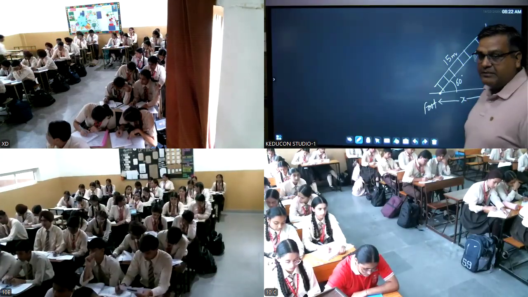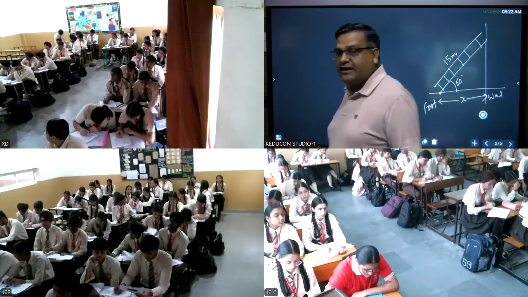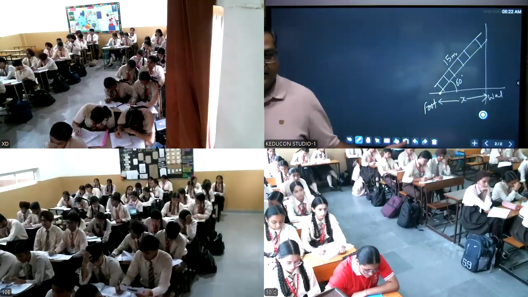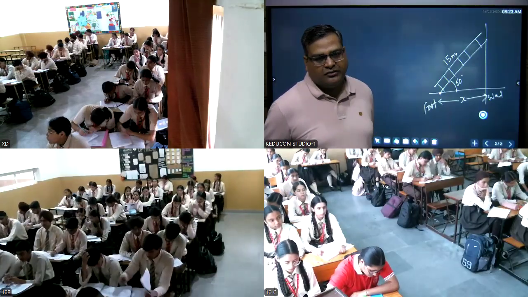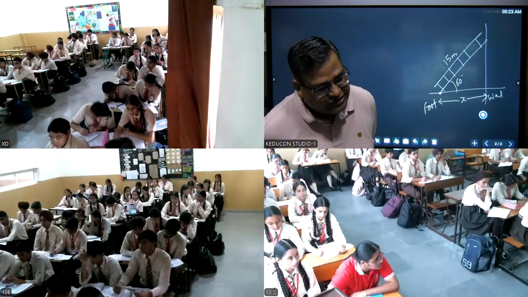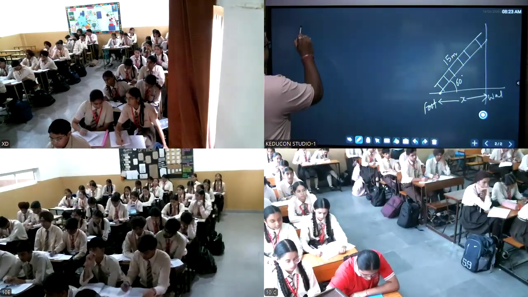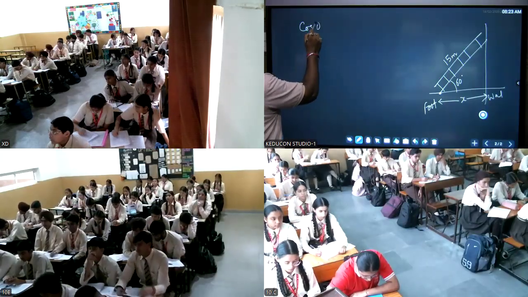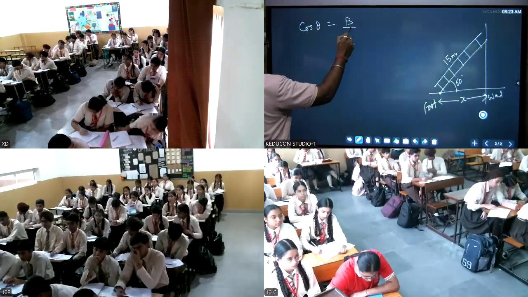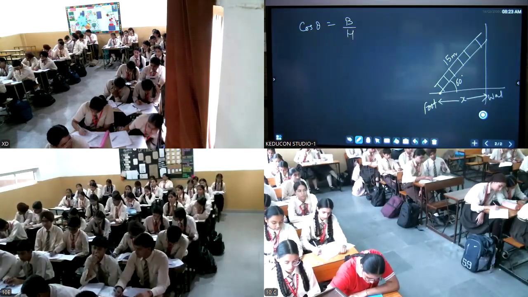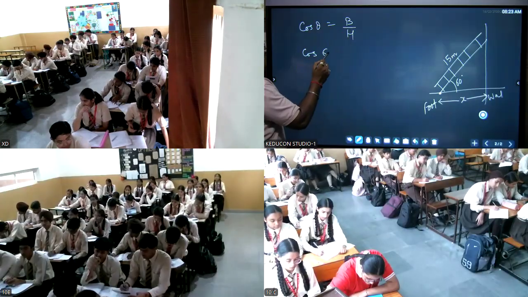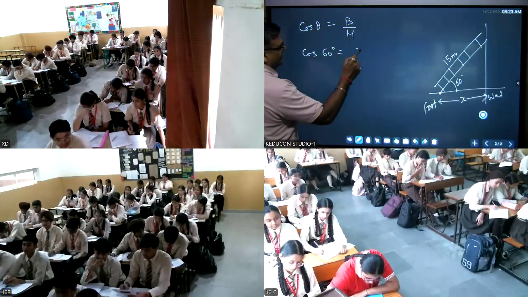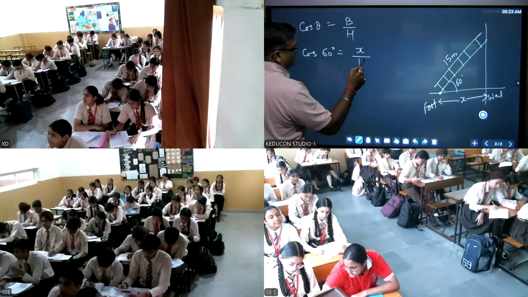Which concept will apply? Here angle is given, hypotenuse is given, base is given. So which concept will apply here? Which trigonometric ratio? Cos theta, right? Why? Because cos theta is base upon hypotenuse. Now what is angle? Cos 60 degree. What is base? We have to find out. What is the hypotenuse? 15.